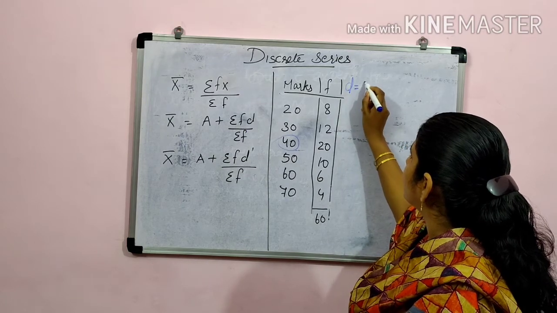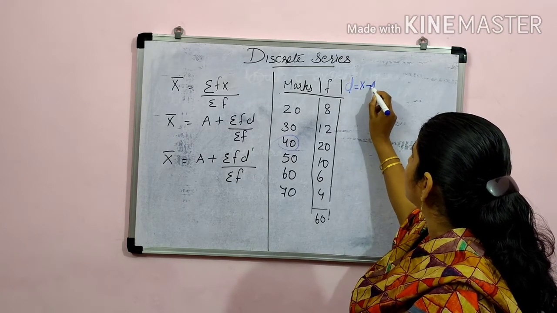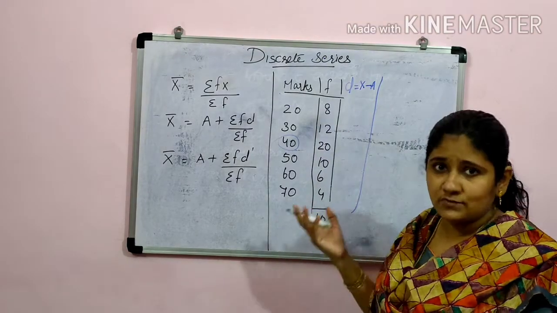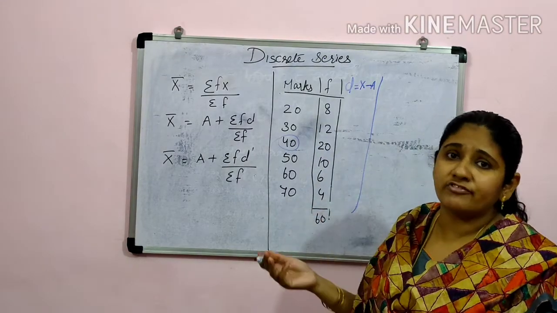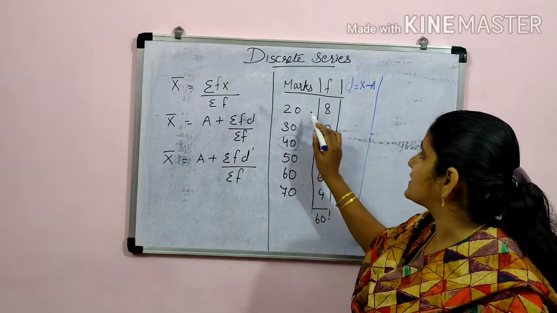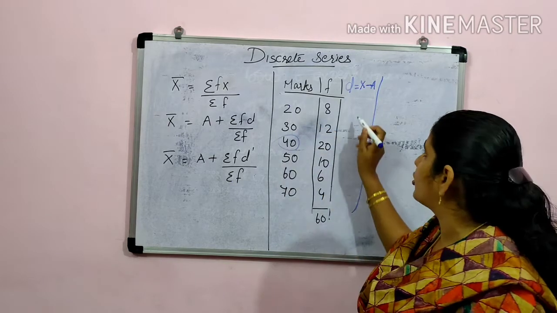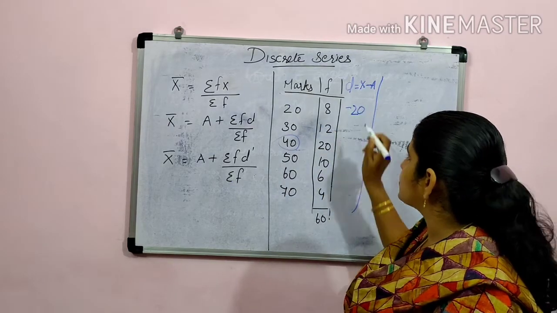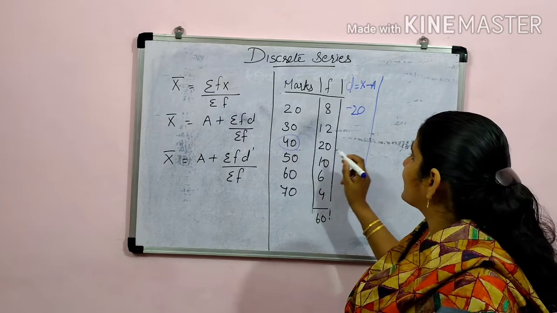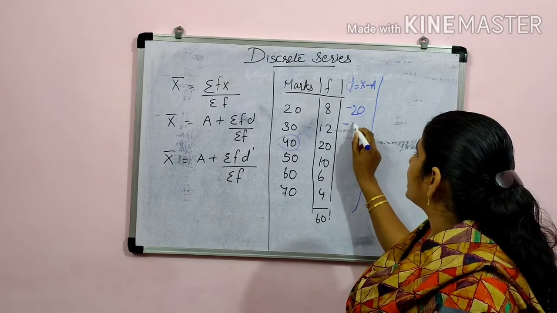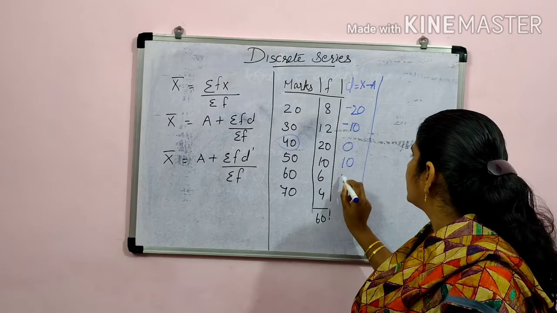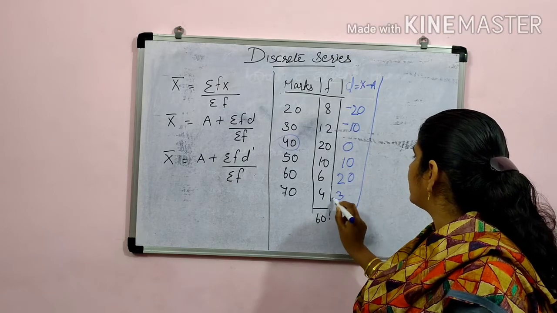What is D? D is equal to x minus the assumed value. And as I told you, some of the values will be positive and some may be negative also. Considering the first one, that is 20, 20 minus 40 means that will be minus 20. Then 30 minus 40 becomes minus 10, here it will be 0, then 10, 20, and here it will become 30.